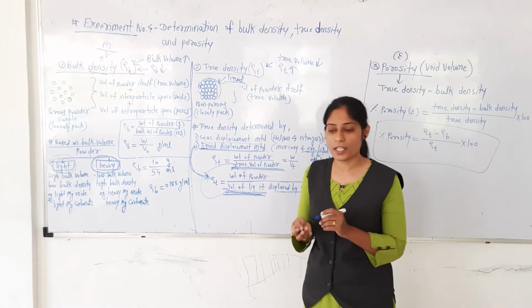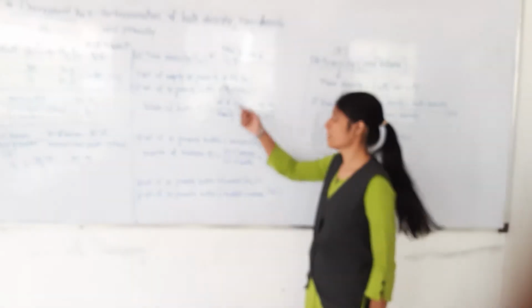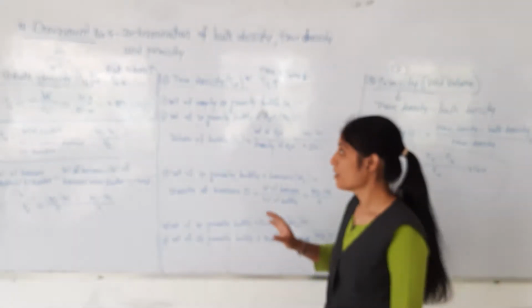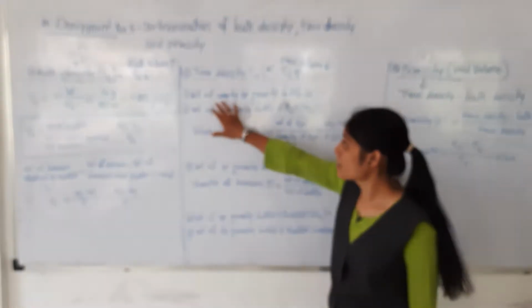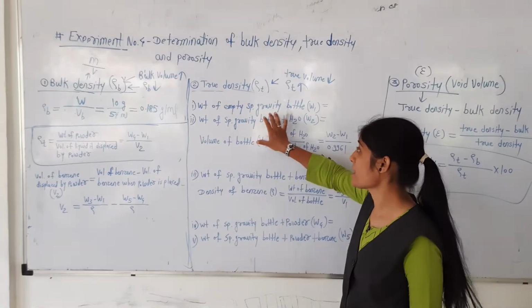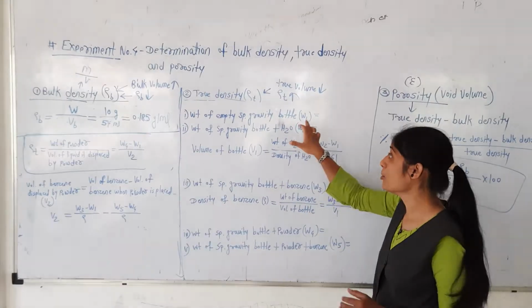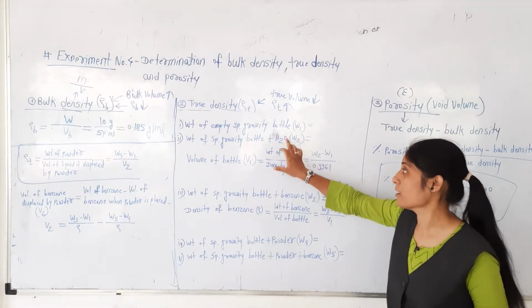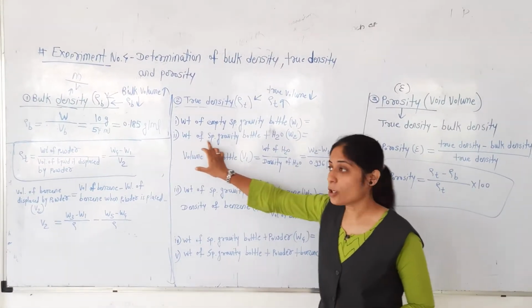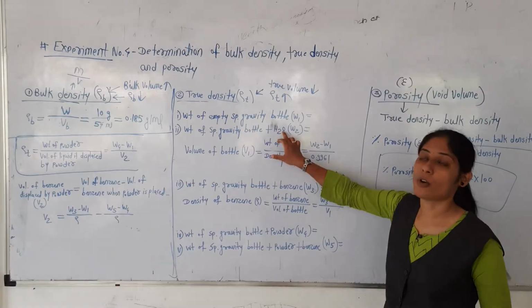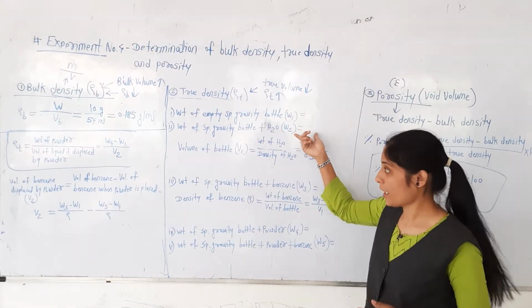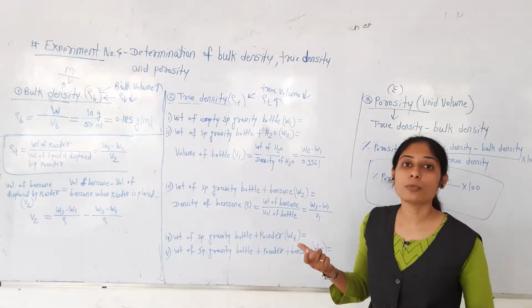For determination of true density, we use these different formulas. First we have to take the weight of the empty specific gravity bottle. We determine W1. What is W1? That is the weight of the empty specific gravity bottle. Then W2, that is the weight of the specific gravity bottle with water. It means we add water in that specific gravity bottle, and then we write down its weight. After that we have to determine the volume of the water.